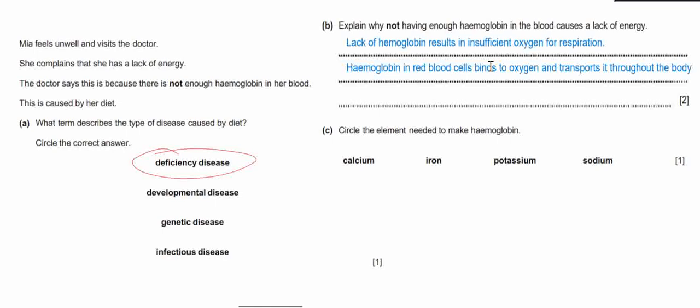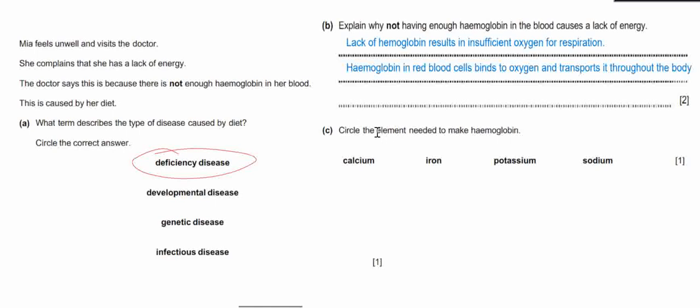Hemoglobin in red blood cells binds to oxygen and transports it throughout the body. So that's why not enough hemoglobin in the blood causes lack of energy. Next, we move on to C. Circle the element needed to make hemoglobin. Is it calcium, iron, potassium, or sodium?